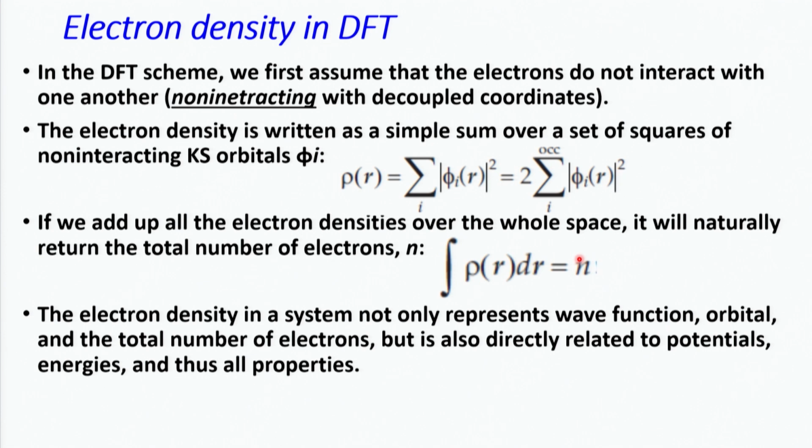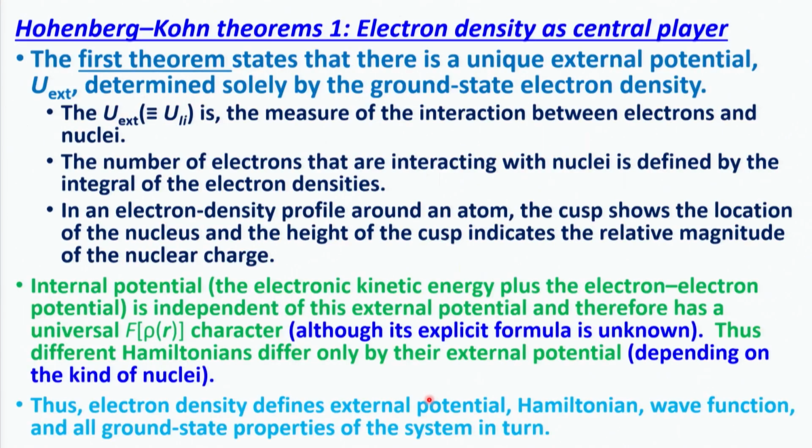The electron density in a system not only represents the wave function, orbitals and the total number of electrons, but is also directly related to the potential energies and thus all the properties. Like in wave function based methods, we say that the wave function has all the information. Similarly, we can say that the electron density has all the information, and we can use it to find all the other properties. So now electron density is a central player, and it was first proposed through two theorems: the Hohenberg-Kohn theorem and the Kohn-Sham theorem.